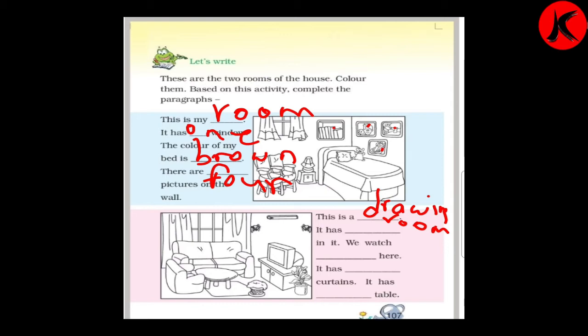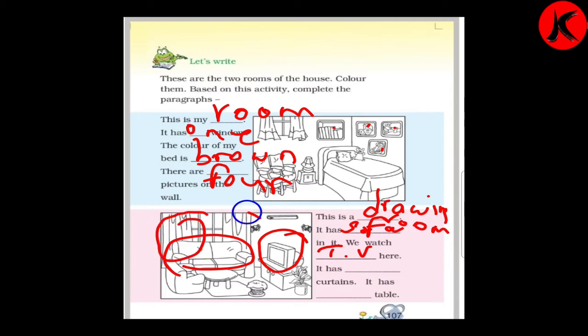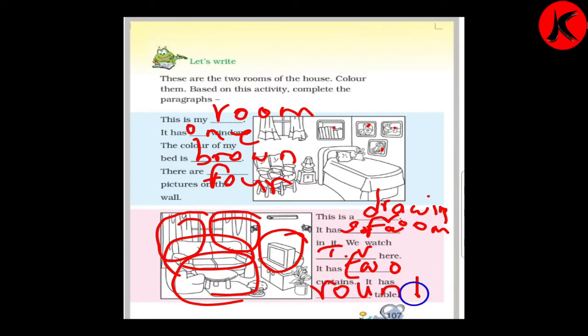R-O-O-M, room. It has what? It has sofa. So you can see it has sofa. S-O-F-A, sofa. In it we watch TV. There is a small TV over here. It has dash curtains. How many curtains are there? 1, 2. So we will write T-W-O, 2. It has dash table. How many tables? Only one, that is round. R-O-U-N-D, round. It has round table.